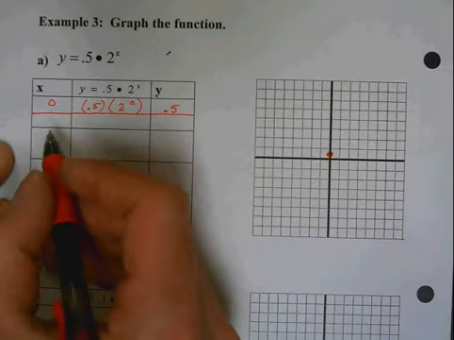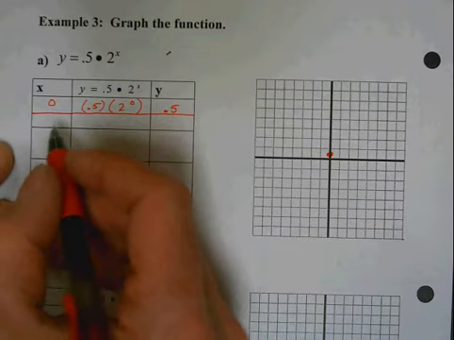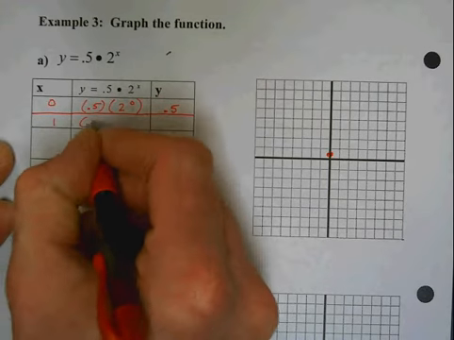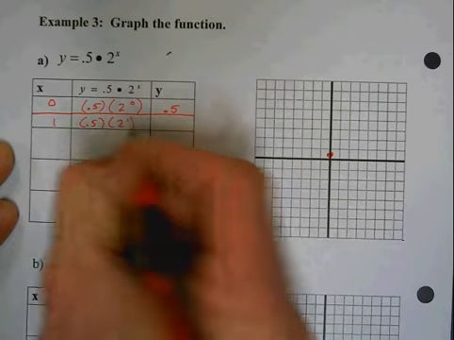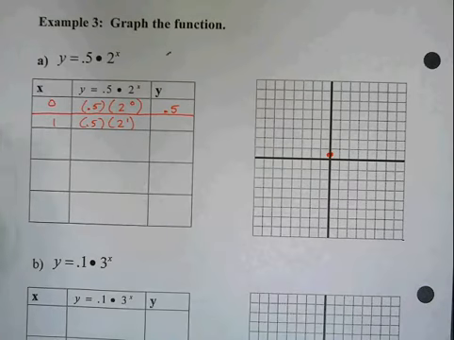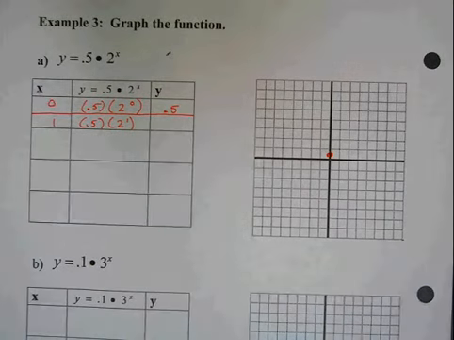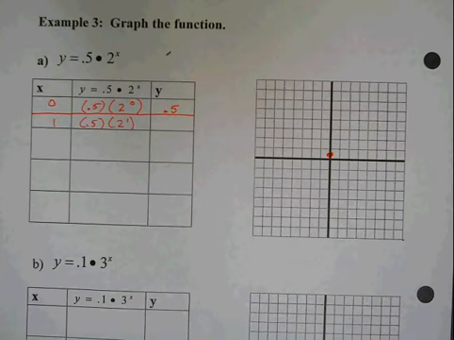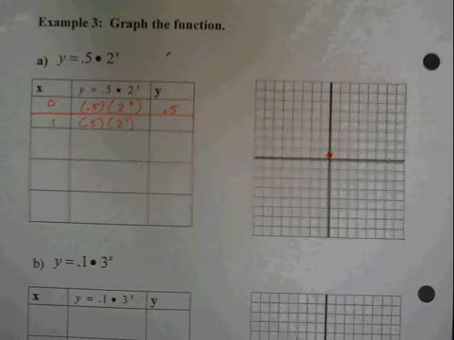Another point we want to try. 1. 0.5 times 2 to the first is, crunch it on your calculator. If you don't have them out, start crunching. All right, what was it? How much? 1. All right, graph it.